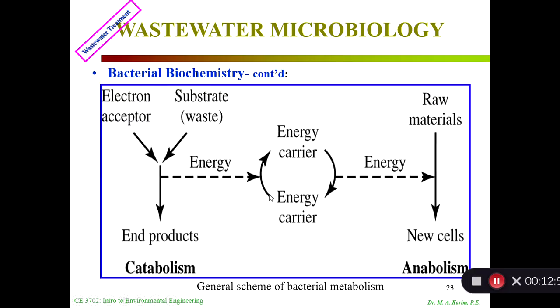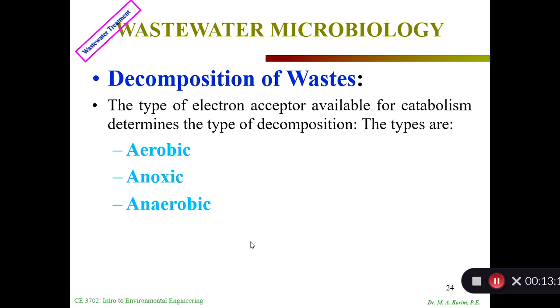So here is the process. This is the catabolism: the electron acceptor and the substrate, meaning waste, come in, end products are formed, and this creates some energy. The energy carrier, basically ADP and ATP, carries it. The energy carrier goes to energy again, with raw materials and new cells as the anabolism.